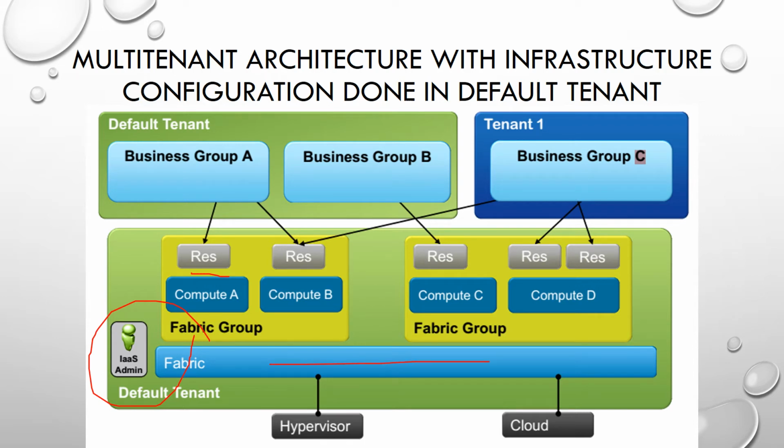The IAS administrator can organize the infrastructure into fabric groups according to type and intended purpose. The fabric administrator for each group can allocate the resources from their fabric groups. Although the fabric administrator exists only in the default tenant, they can assign resources to business groups in any tenant.